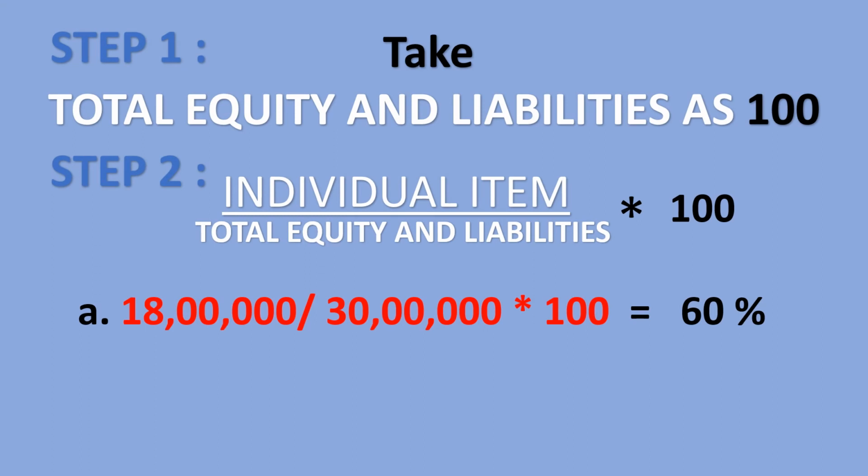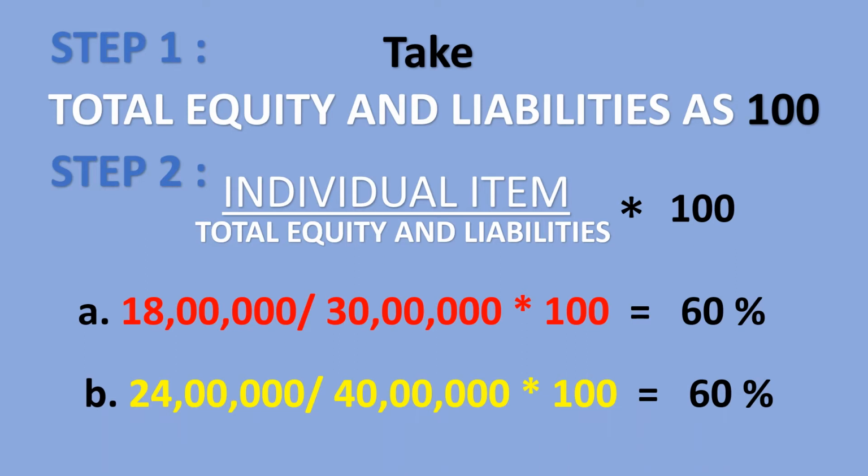In the same way as we did for the 2018 year, in the 2019 year, the total of equity and liabilities is 40 lakhs and the share capital is 24 lakhs. So 24 lakhs divided by 40 lakhs into 100, you'll get 60 percentage. It does not mean that every sum for both the years will come the same percentage. According to the numbers or amount, it differs. Okay, so don't get confused. In this question, it is 60 percentage. In all the questions, the percentage may vary.